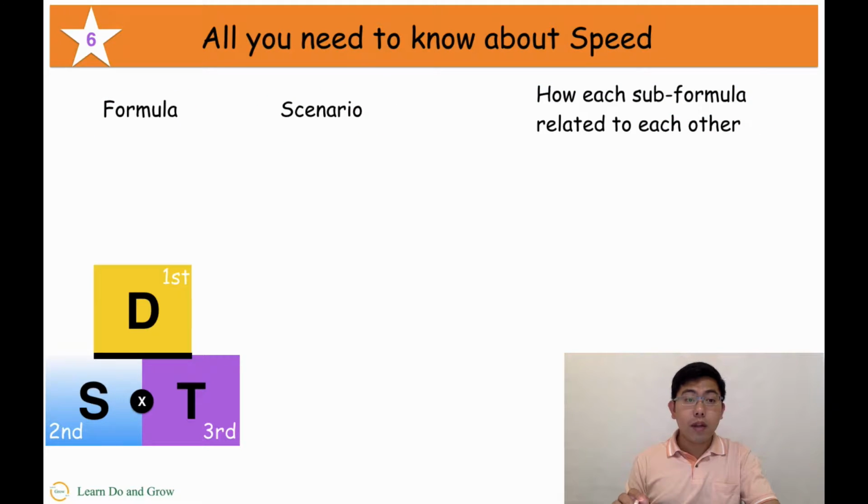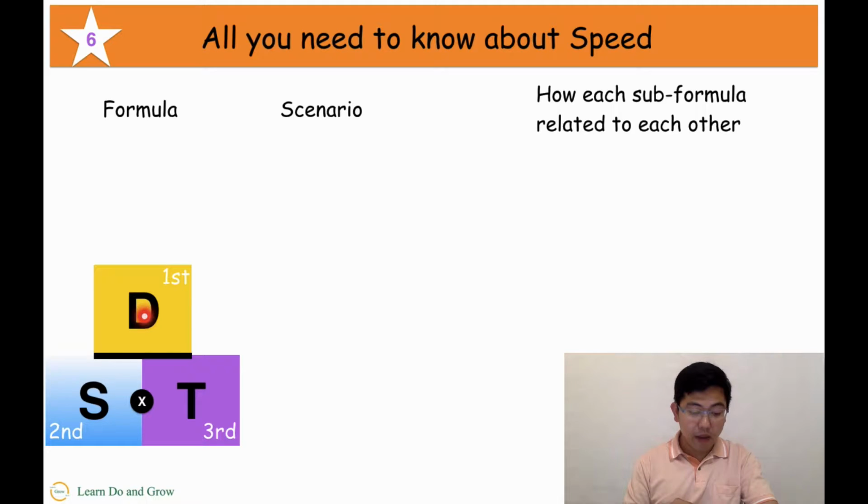Okay, let's look at the formula first. If you are unable to remember this formula, I did one video before this to tell you how to remember. For this, I'm going to go through very fast. If you have any questions or want to know more, please refer to my previous video about how to remember the speed formula for life.